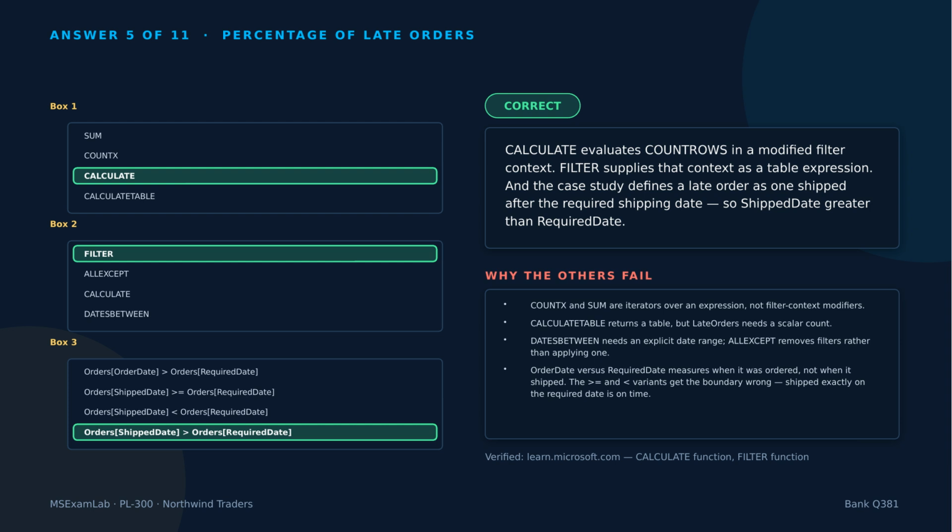COUNTX and SUM are iterators over an expression, not filter context modifiers. CALCULATETABLE returns a table, but late orders needs a scalar count. DATESBETWEEN needs an explicit date range, ALLEXCEPT removes filters rather than applying one. Order date versus required date measures when it was ordered, not when it shipped. The equals and variance get the boundary wrong. Shipped exactly on the required date is on time. Verified against Learn Microsoft.com, CALCULATE function, FILTER function.